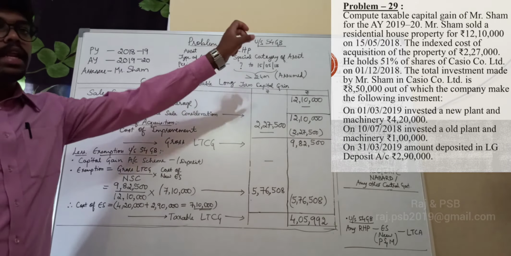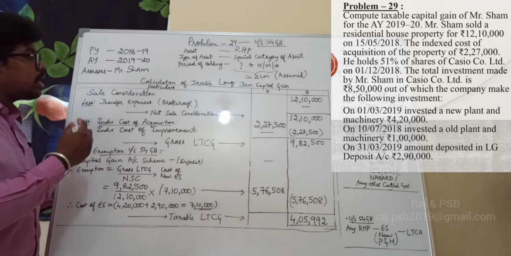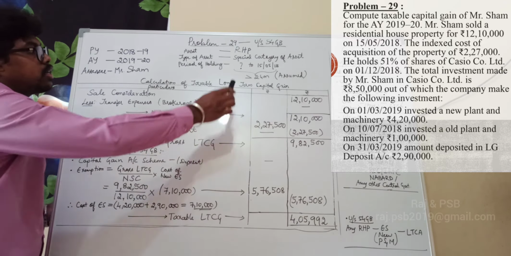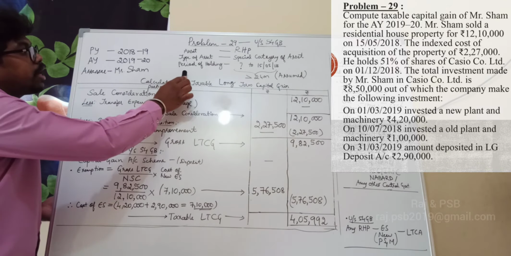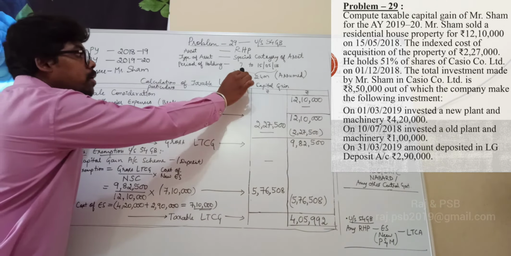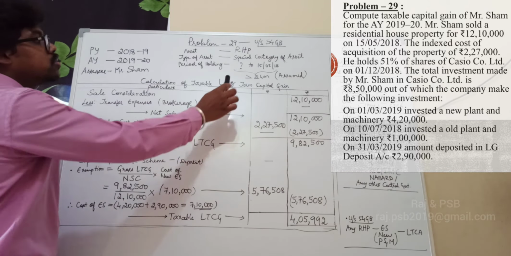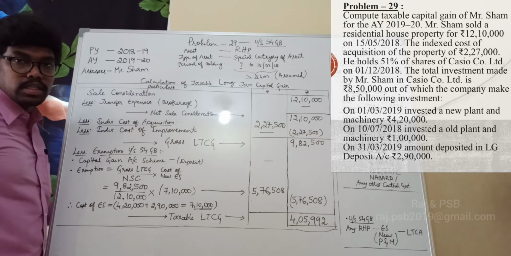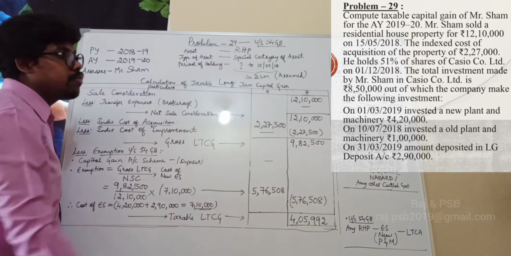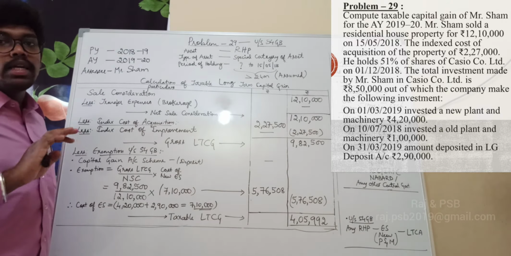Problem number 29, previous year 2018-19, assessment year 2019-20, and assessee is Mr. Shyam, and the asset is a residential house property. It is a special category of asset. So the period of holding should be more than or less than 24 months, but here the purchase date is not given. The selling date is 15/5/2018. Since the purchase date is not given, we cannot consider more than or less than.